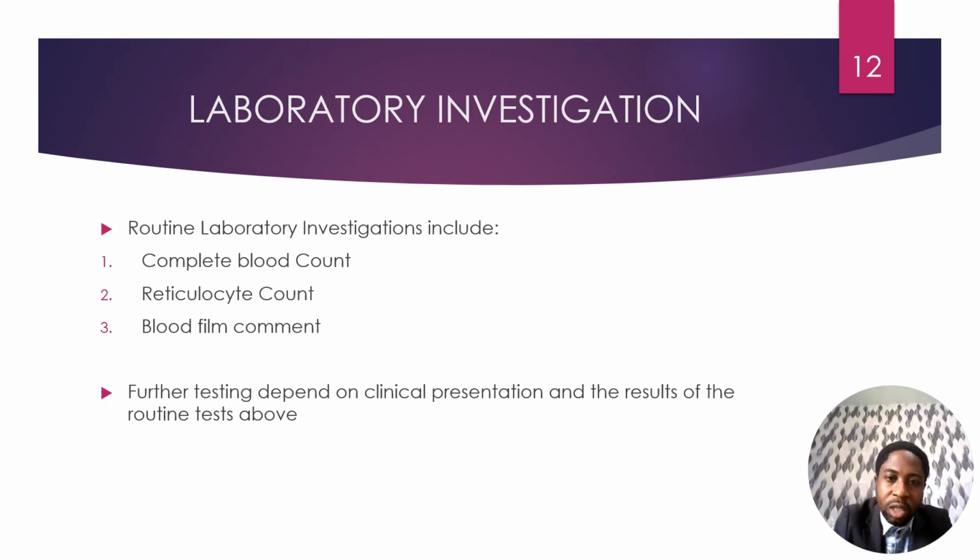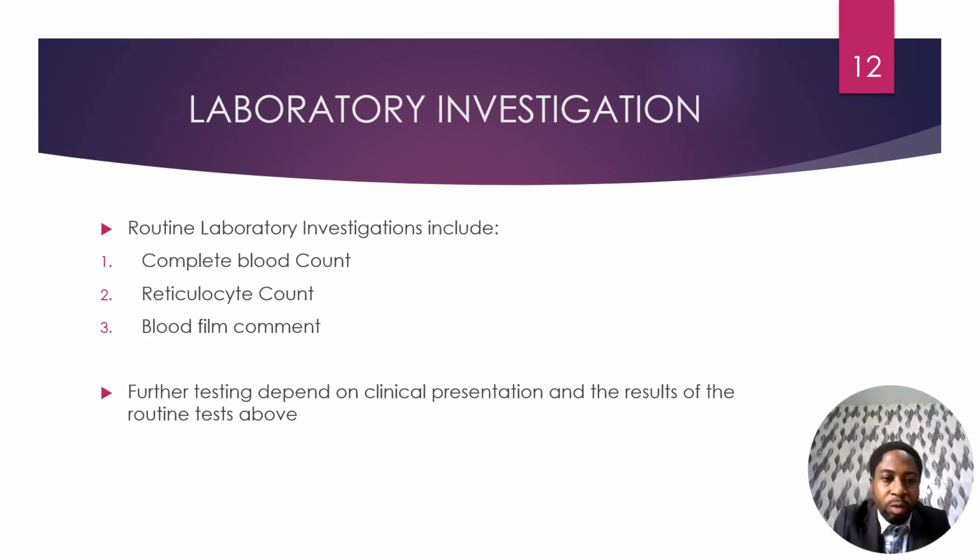Laboratory investigation. This is where a blood sample is taken to the lab to be investigated to get empirical evidence as to the cause of anemia. The laboratory investigations are grouped into 2. We have routine laboratory investigations. These include complete blood count, reticulocyte count, and blood film comment. And based on the results of the routine laboratory investigations, we may request further tests. Further tests may be requested to narrow down on the type of anemia that the patient has.